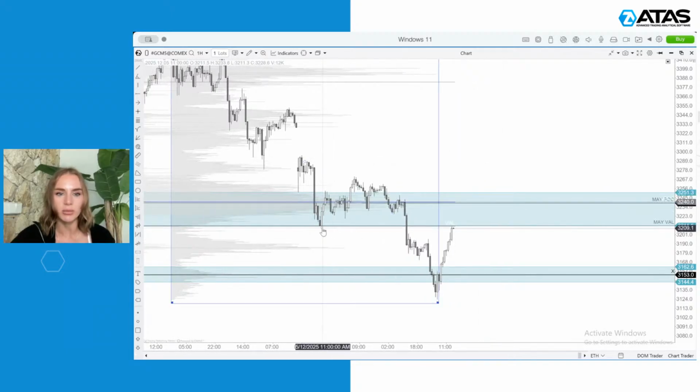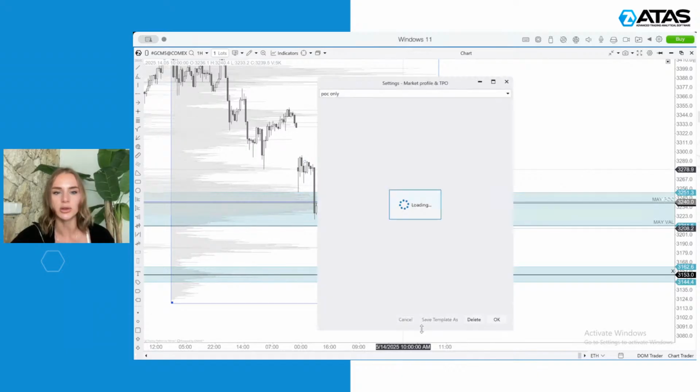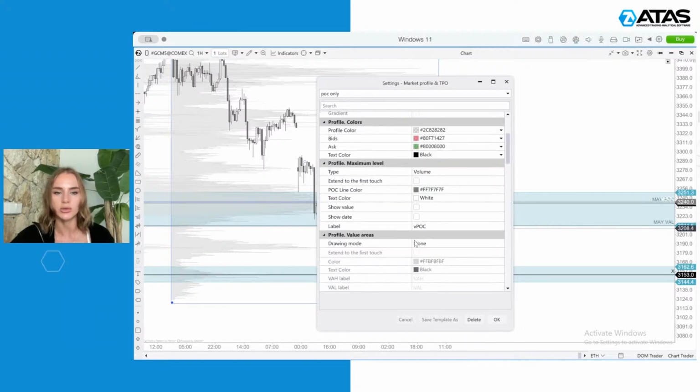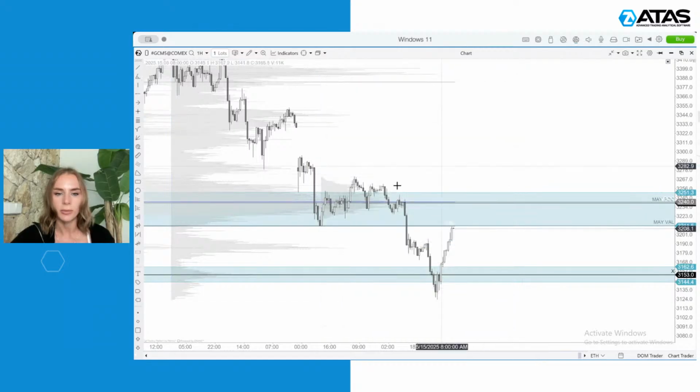I'm going to also find the point of control and the value area high and low of this specific consolidation, because it's a high volume node for me. And this is also an important volume accumulation zone. So what I'm going to do, I'm going to change value areas to line.